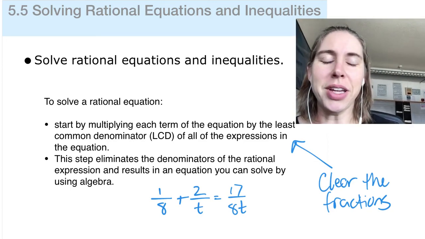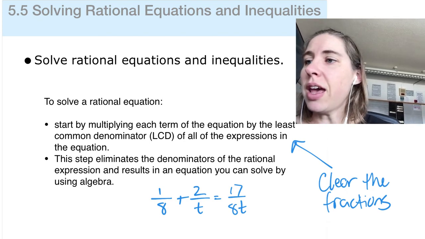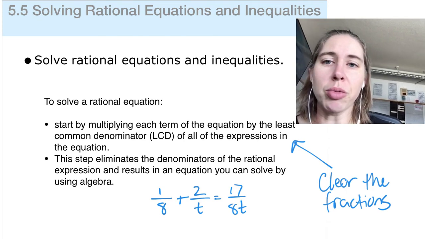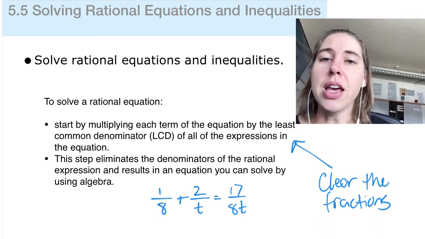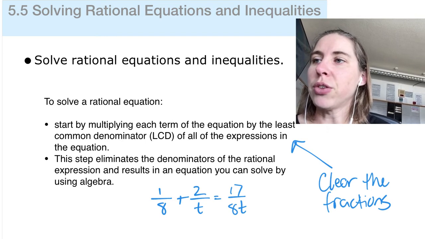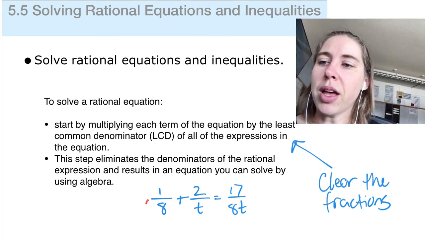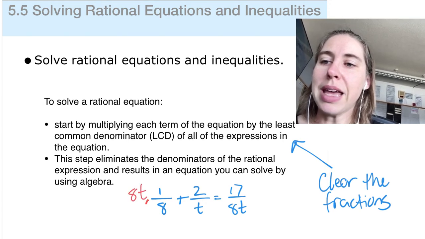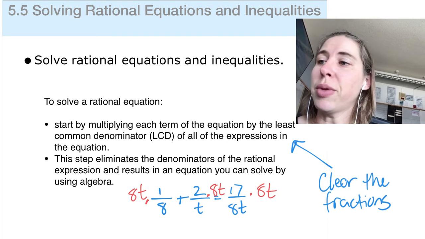Hi, Algebra 2. In Chapter 5, Lesson 5, we're going to be working with rational equations. The first thing you want to do when you work with rational equations is to look for ways to clear the fractions. This is going to get rid of the denominator for you, so you don't have to worry about it anymore. For example, in this equation I've written at the bottom, if I multiply each term by 8t, that is going to get rid of my fractions.